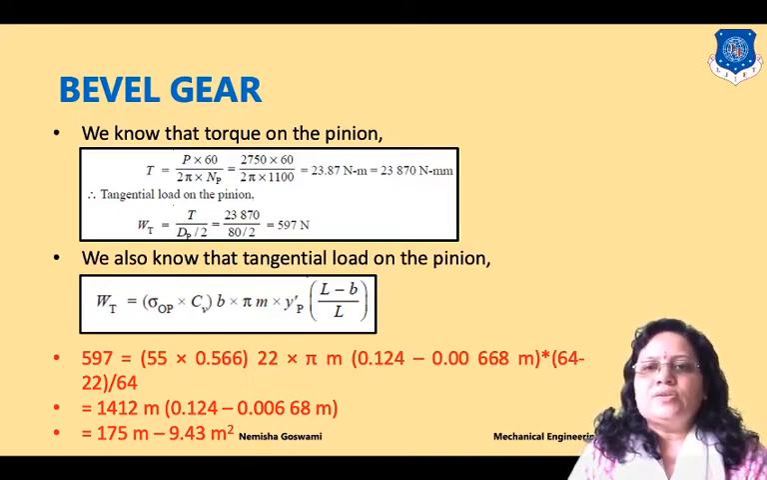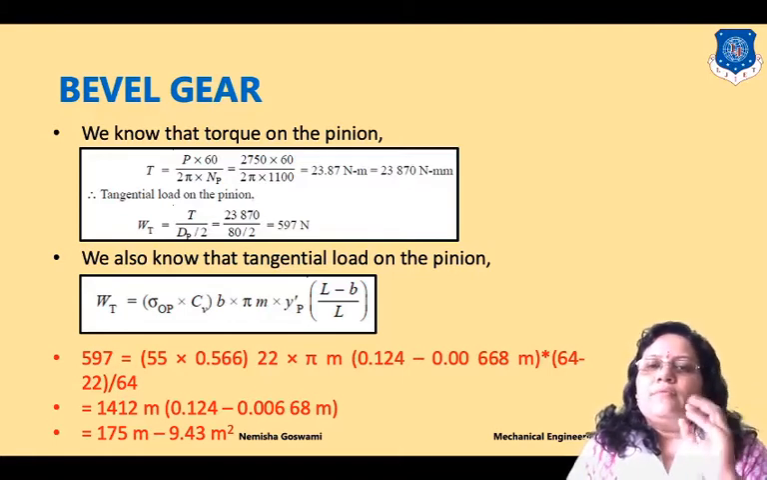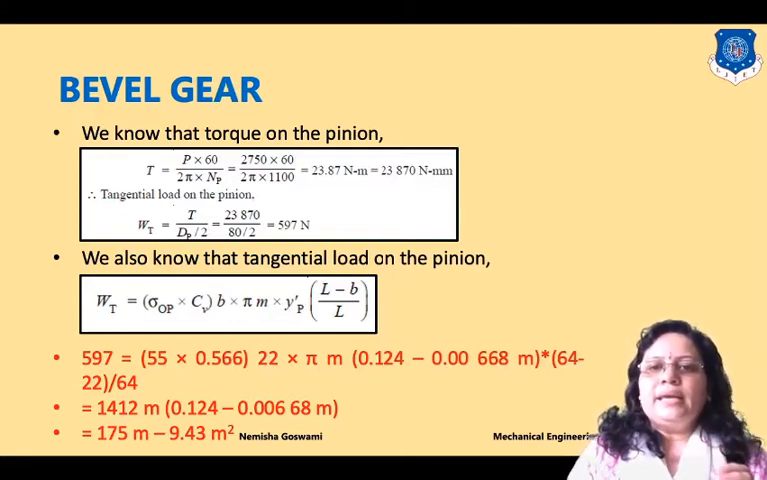And what is the tangential load? So load is equal to torque divided by dp by 2. So this is equal to 597 Newton. Next step is we have to find out the module, right? So we will equate Wt with the Lewis equation, or you can say the modified Lewis equation.